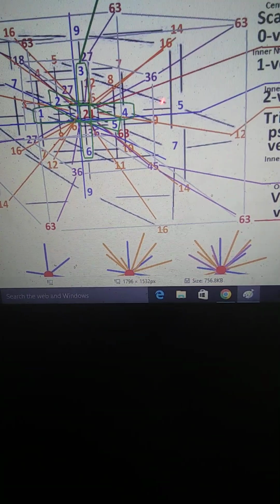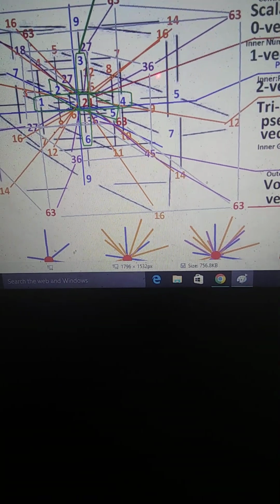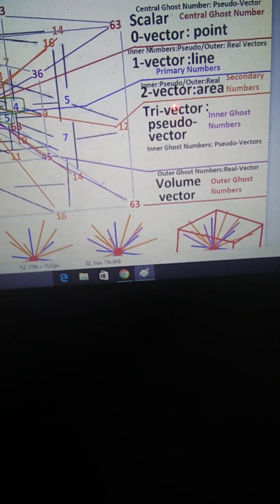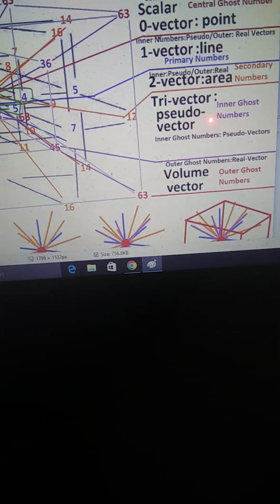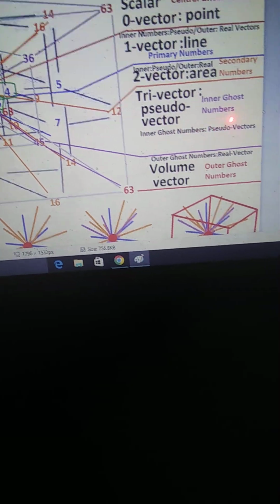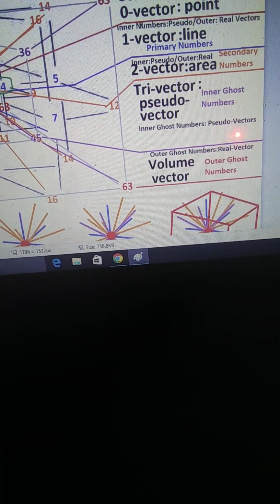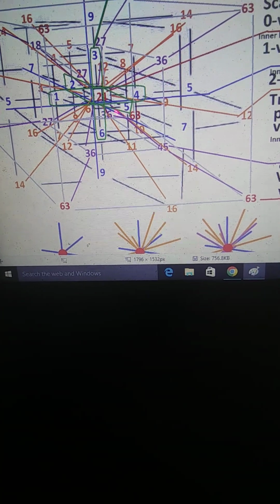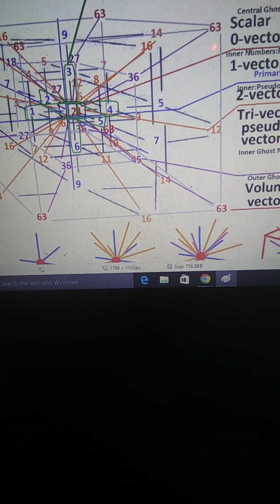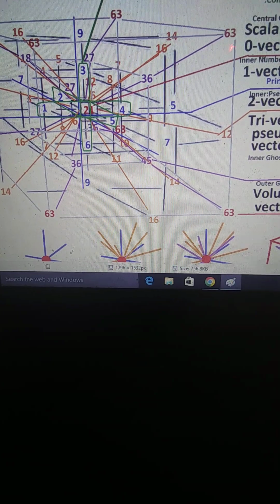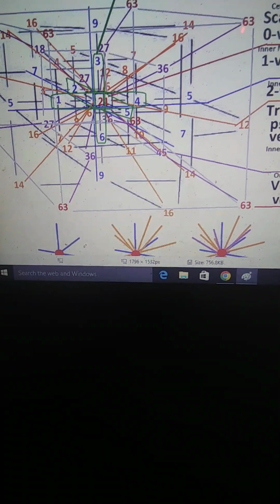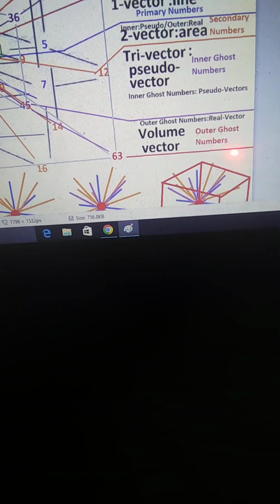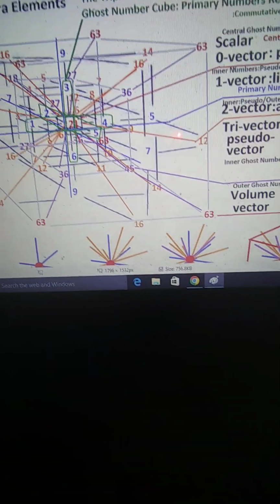So I'd call those pseudo-vectors, and their outer pairs are alike, so they're real vectors. And the same with the inner ghost numbers in purple, the trivectors, pseudo-vectors, inner ghost numbers, they're pseudo-vectors because they don't equal each other, but their sum, in this case for an addition cube, does equal each other. 63 on this side, 63 on that. So that's a real vector.